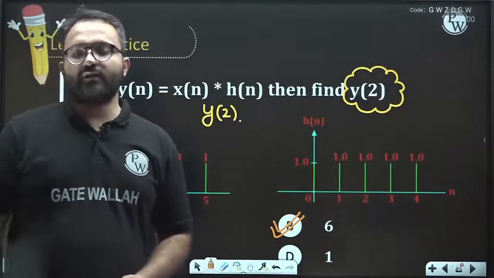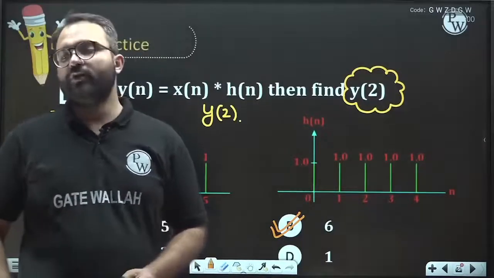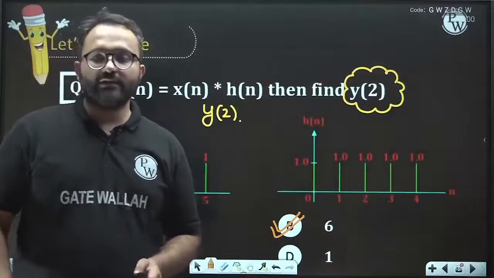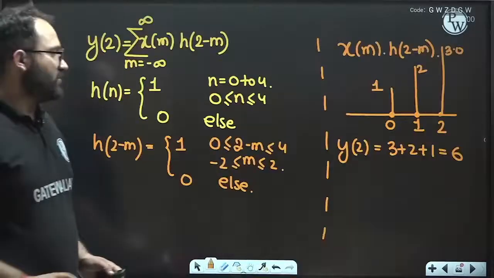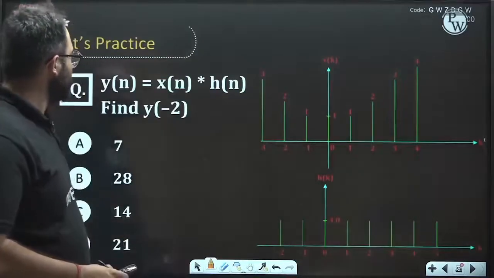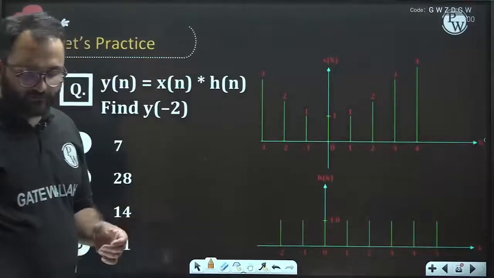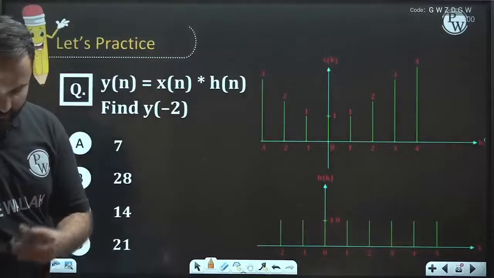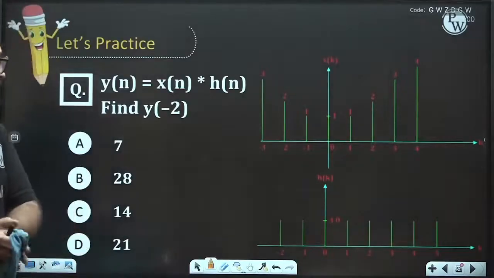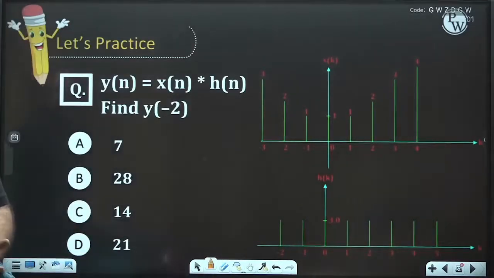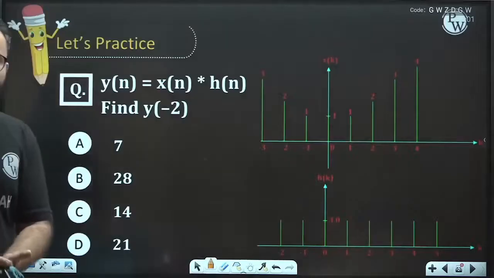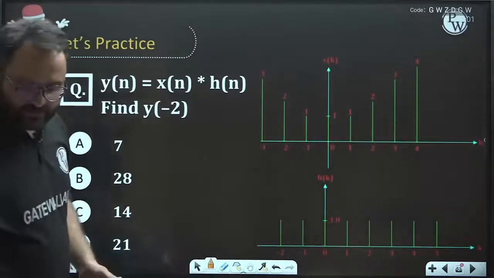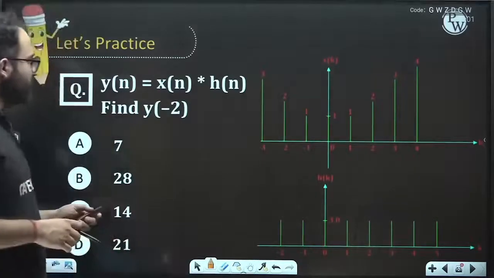Generally in the GATE exam or in competitive exams, continuous time questions are asked. The discrete time questions are not asked in the exams. Here we have to find y of minus 2. First of all, we will have to calculate the equation again, then calculate the signals, and then multiply the signals to get the result. So let us find out.